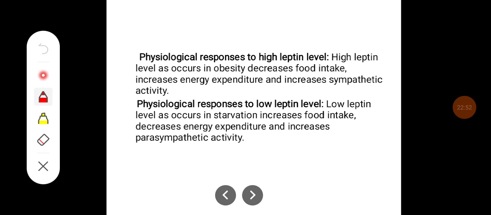Physiological responses to high leptin levels. When high leptin levels occur, as in obesity, it decreases food intake, increases the energy expenditure and increases the sympathetic activity.